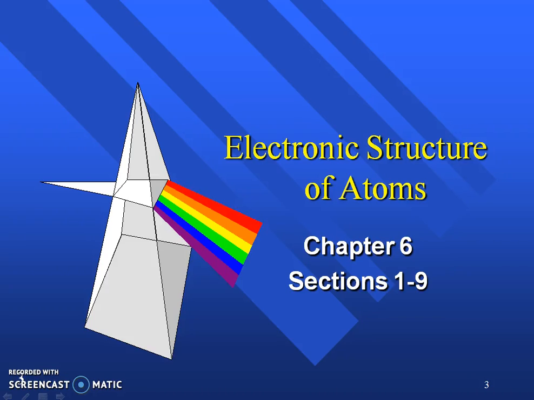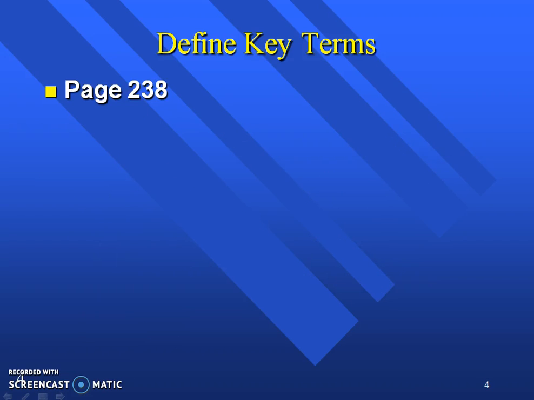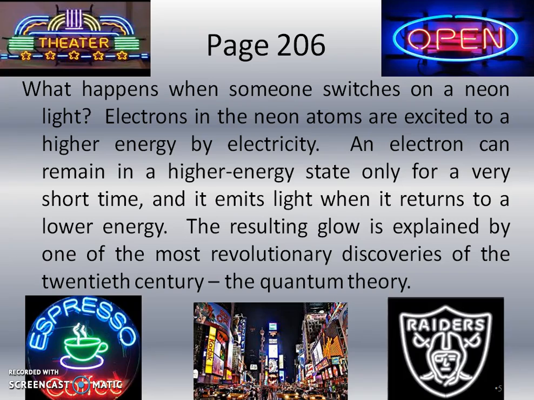This is Mrs. O'Neill for AP Chemistry, Chapter 6, Section 1, Electronic Structure of Atoms. Go to page 238 in your textbook and look over those key terms.